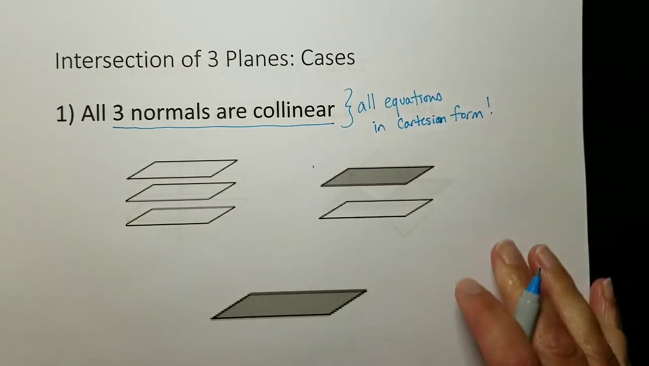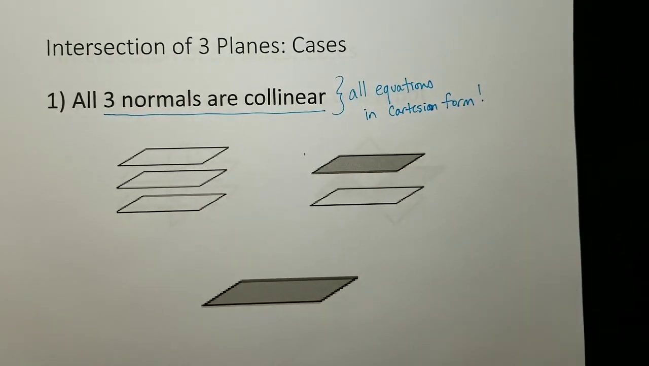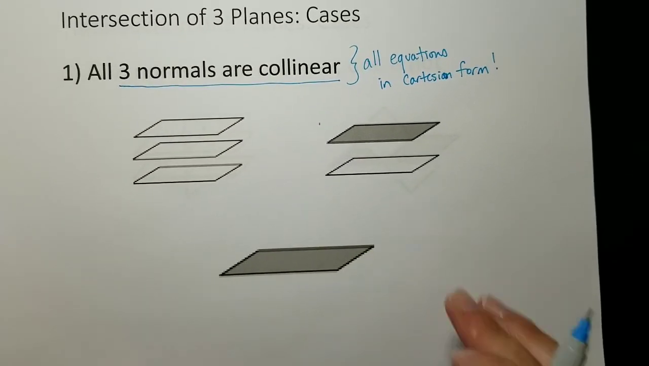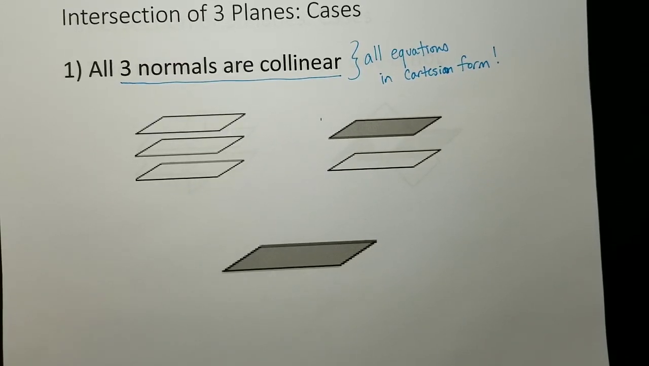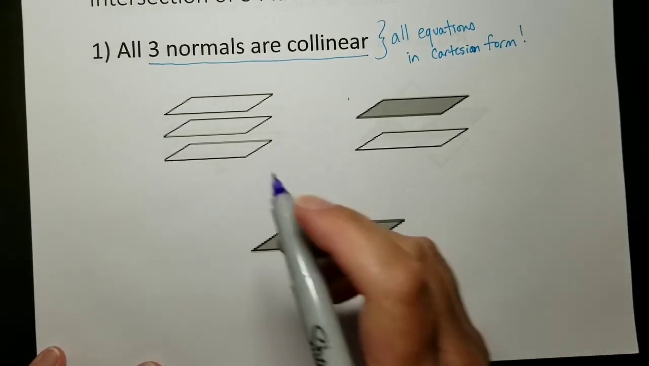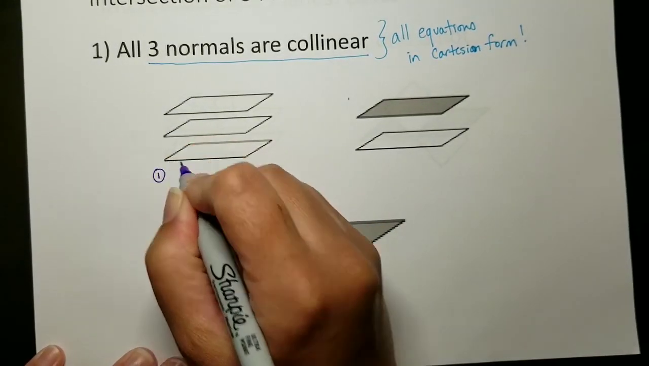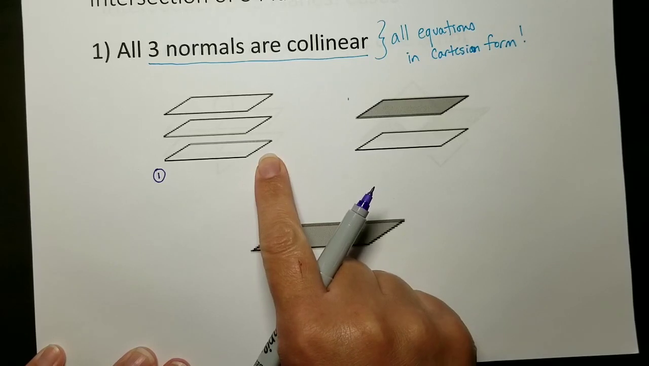If you were ever trying to find the intersection of planes and you didn't have the equations in Cartesian form, we're always going to convert all of the equations into Cartesian form. So the different cases where we're in this situation and we have all 3 normals are collinear or scalar multiples, the first case could be that all 3 planes are parallel.